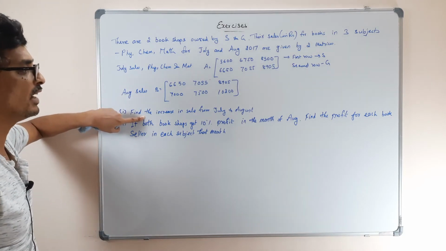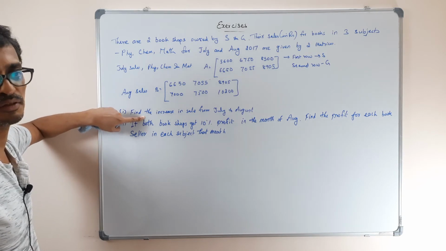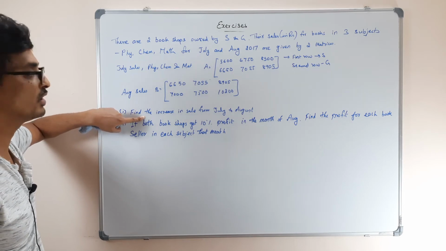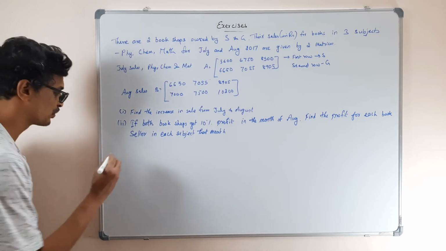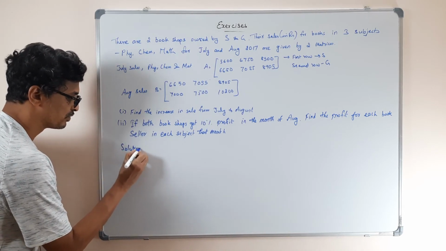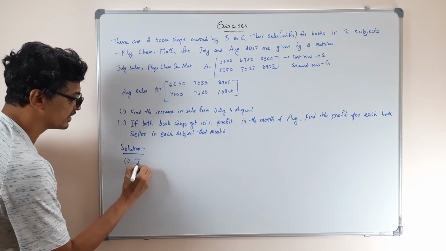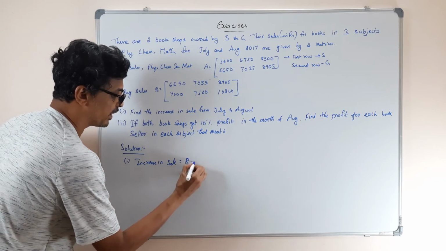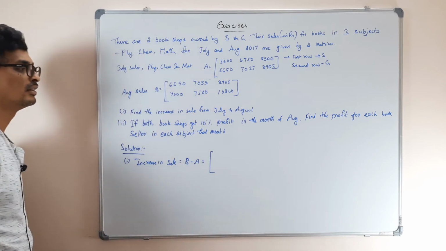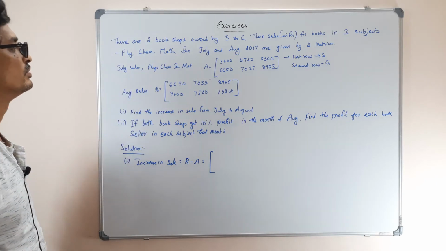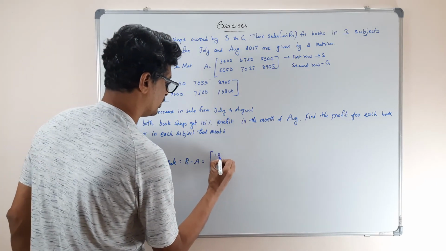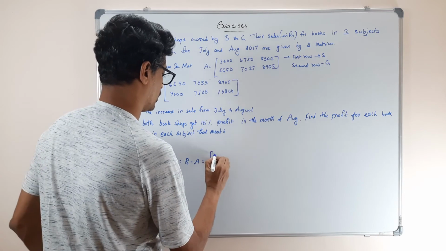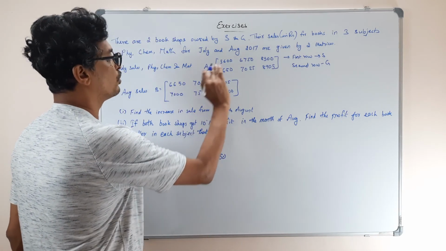Find the increase in sale from July to August. What is that? Subtract. Correct. Subtract which with what? B minus A. So the solution: increase in sale is B minus A. Just tell me what it will be. 1050, because 6650 minus 5600.